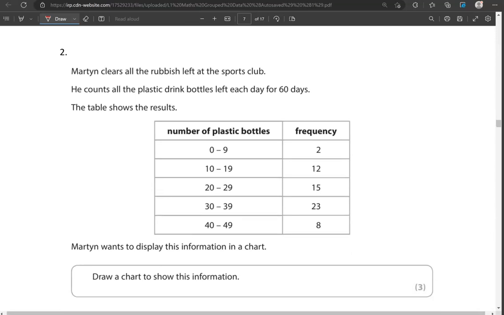Martin clears all the rubbish left at the sports club. He counts all the plastic drink bottles left each day for 60 days. The table shows the results. Martin wants to display this information in a chart. Draw a chart to show this information.